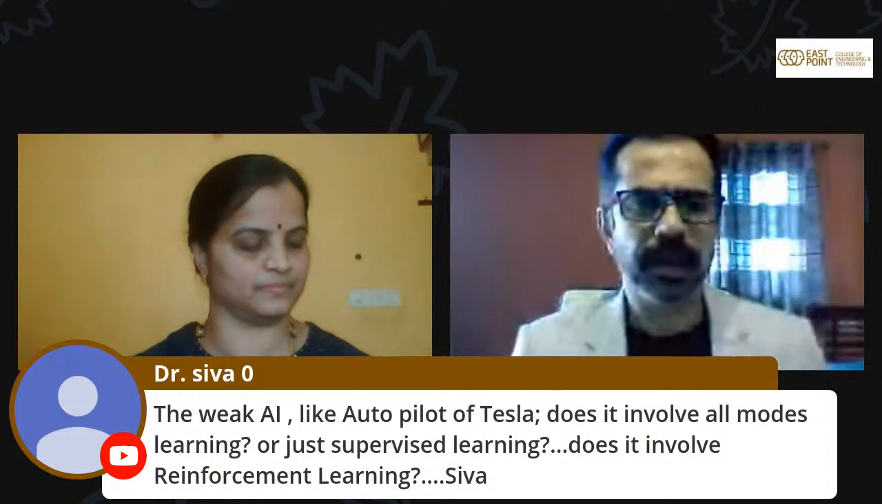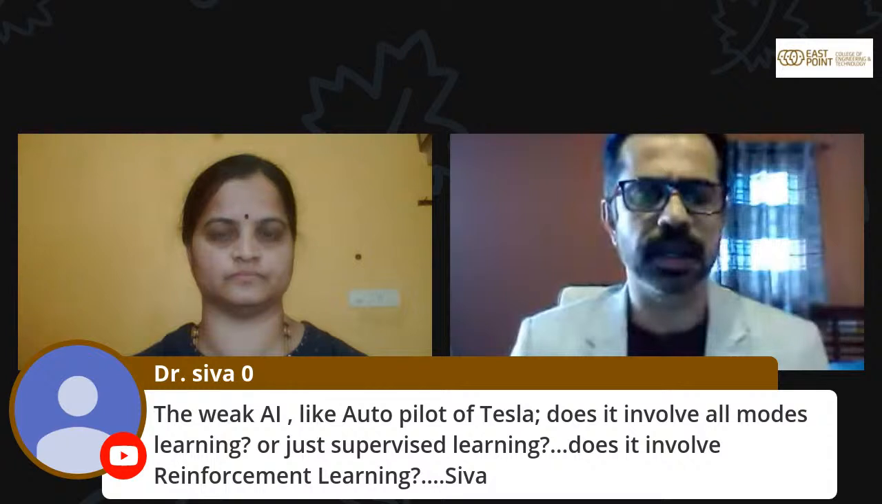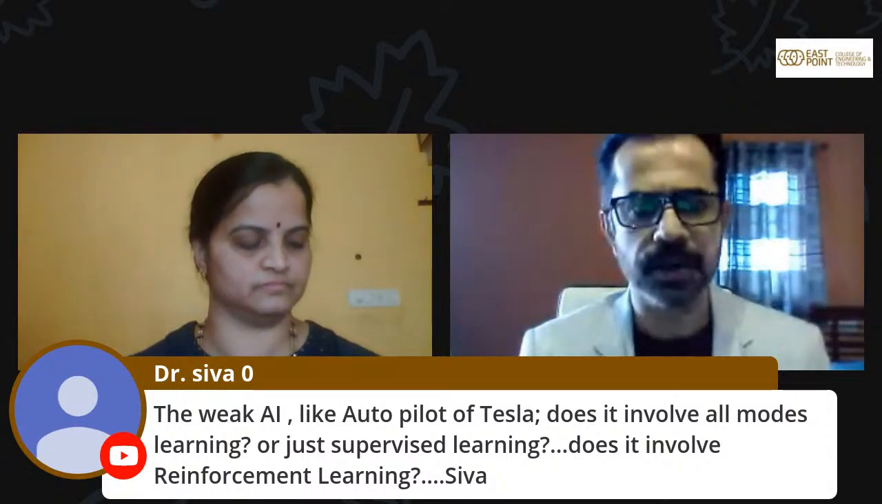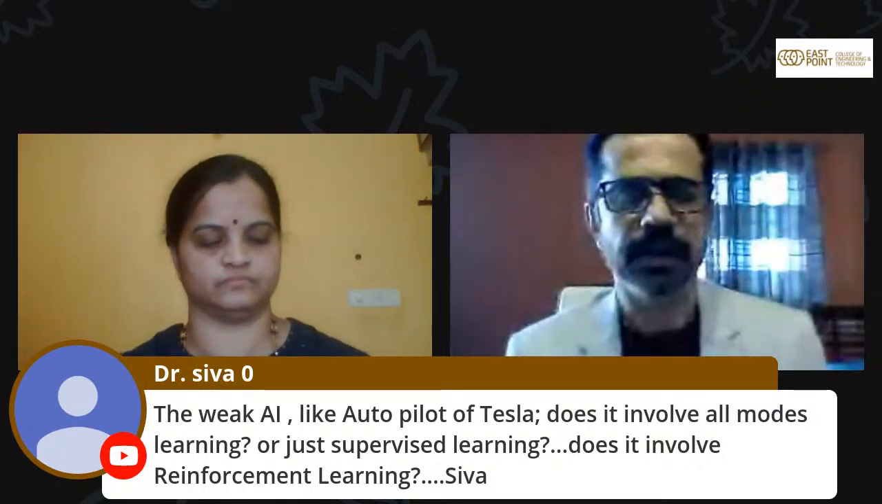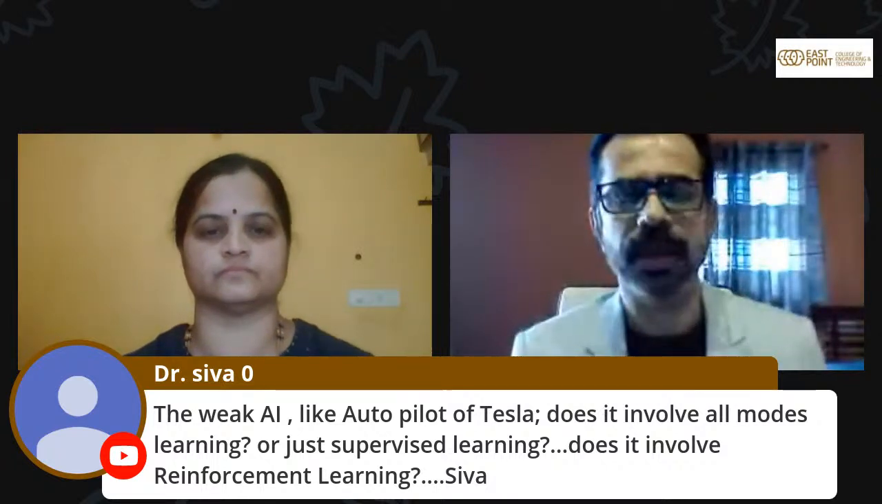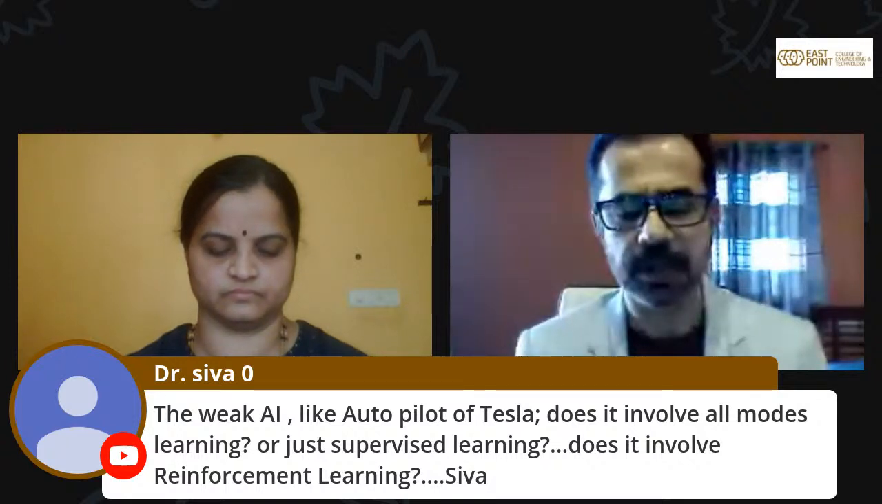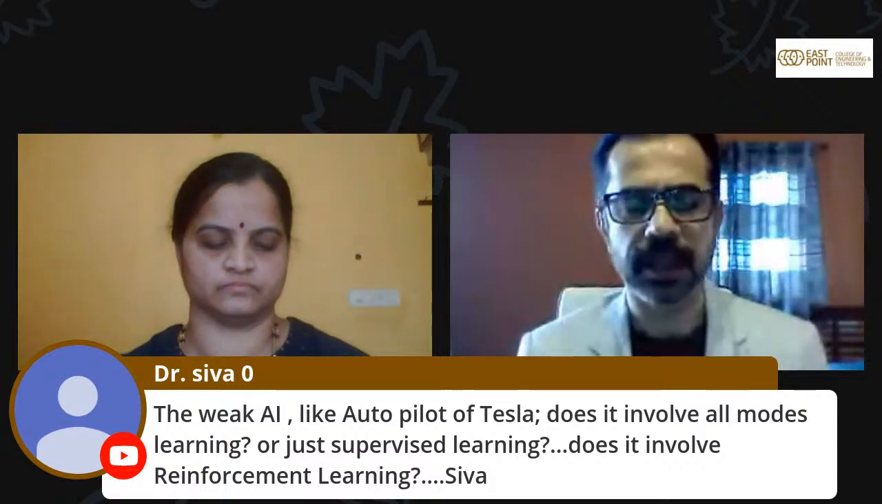I'm not sure, but looking at the example that you gave, I'm sure reinforcement learning has to be there. The reason being, especially when it comes to driverless cars, there has to be reinforcement learning, because that's where you learn a lot from the mistakes, a lot from the data that you get. So there has to be continuous monitoring as a part of the autopilot, and I'm sure it involves reinforcement learning. I have not really read about the autopilot of Tesla, but I'm sure they will have reinforcement learning as well.